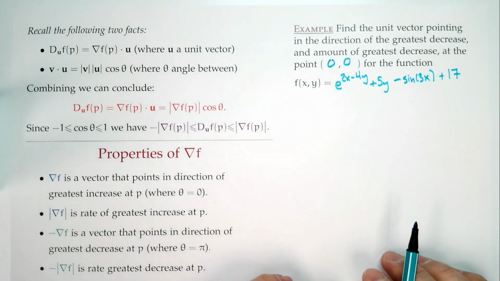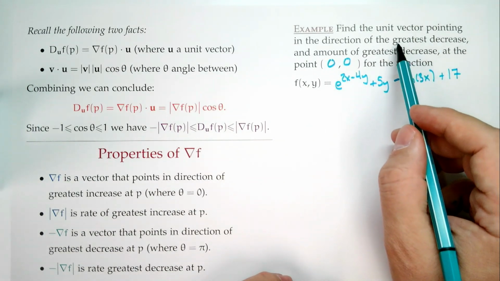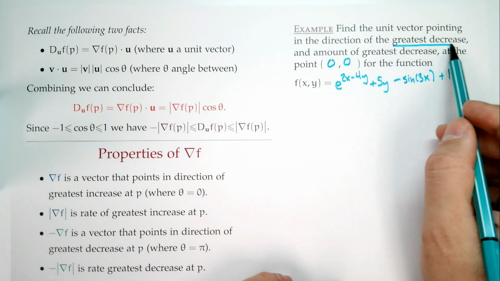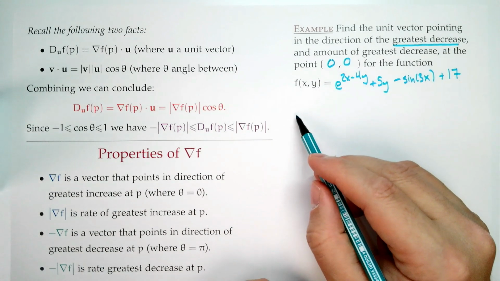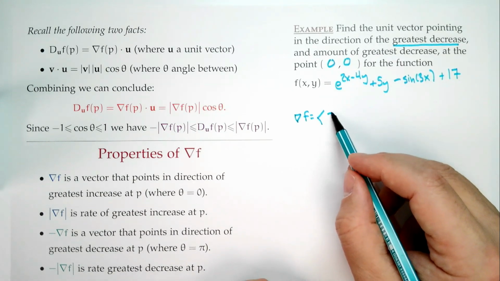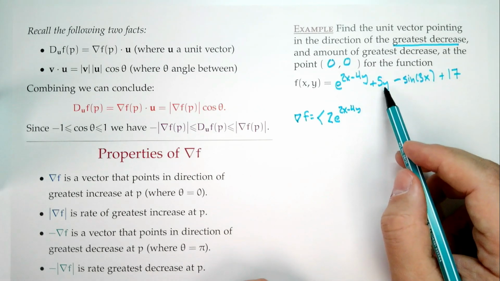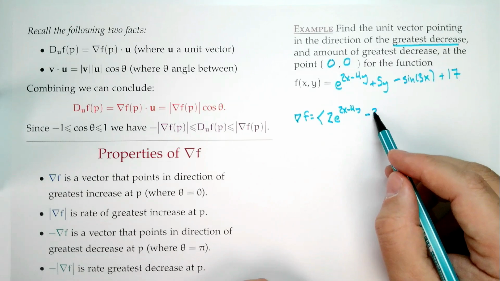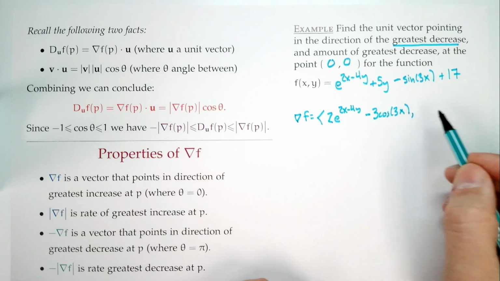So what do we do? Well, whenever we see something that says greatest increase or greatest decrease, it's like we're trying to minimize or maximize the directional derivative. We say that's a property of the gradient. So the first thing we should do is find the gradient. The gradient of f is, take the derivative with respect to x: 2e^(2x - 4y), there's no x in there, then minus 3cos(3x), and the derivative of 17 is 0.